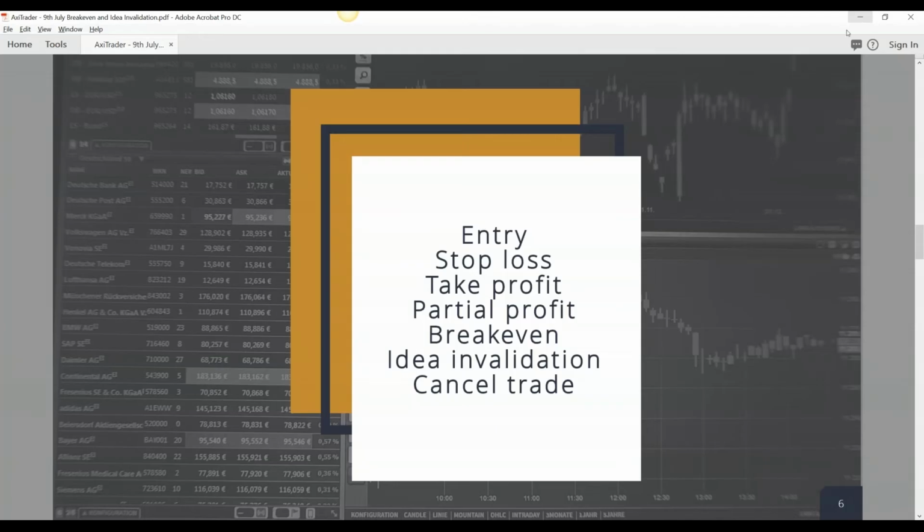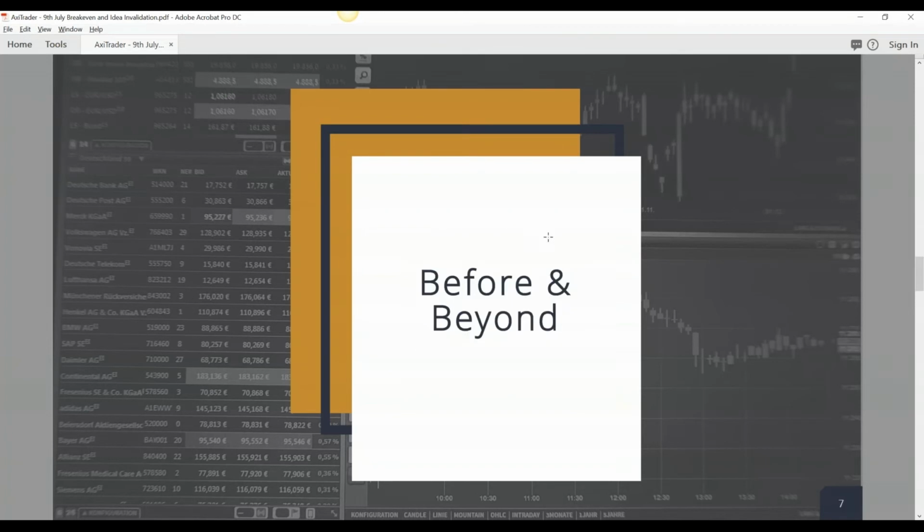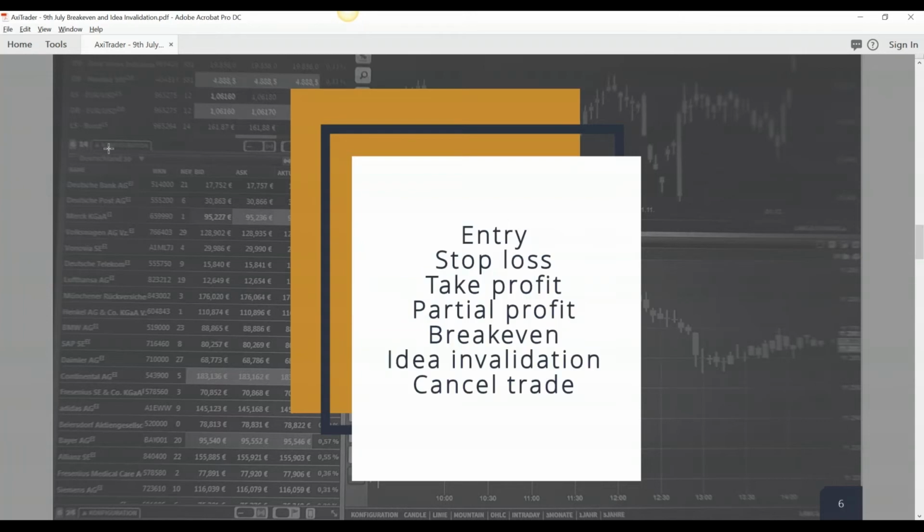Anyway, not to digress too much, this is the anatomy of a trade. Now, what is before and beyond? Before I dive into idea invalidation and break even placement, both idea invalidation and break even have to do with stop loss and take profit, right? What I want to share with you here, I'm going to take up my handy dandy pen.